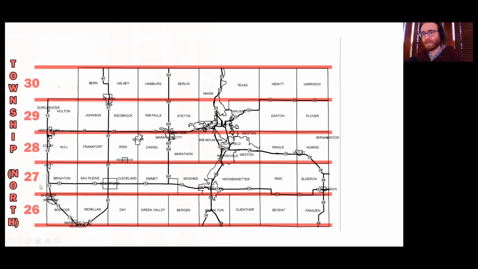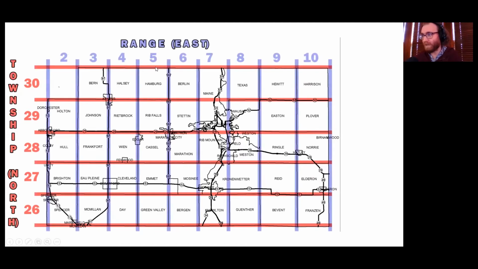So again, looking at townships here in Wisconsin, if you open a plat book, it'll have these numbers: 26, 27, 28, 29, 30, and then we go over 5 to Range 5, and it's Hamburg. So that tells us that Mr. Niemann bought some land in the town of Hamburg.